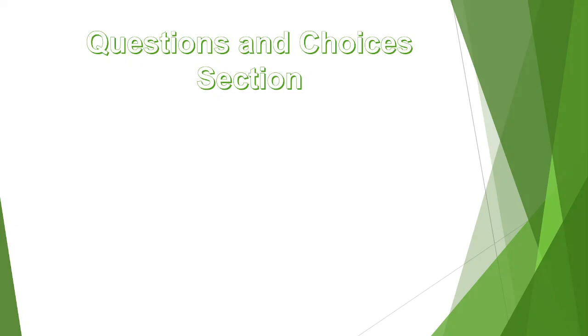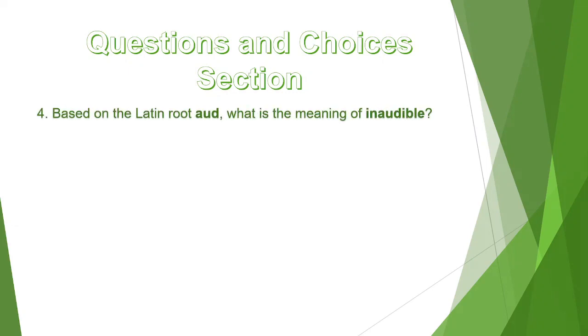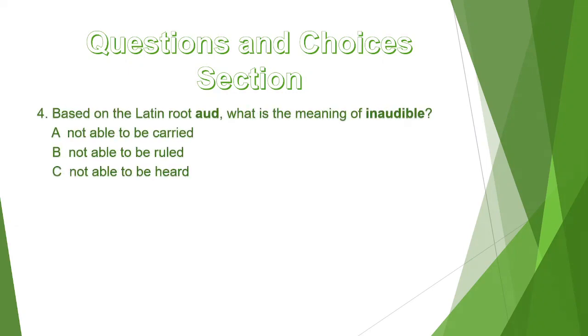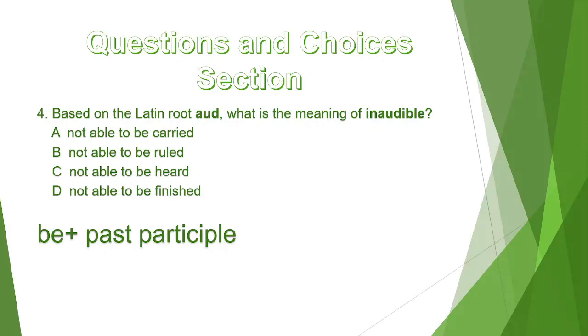And we need to look at the questions and choice sections for grammar too. In this example, out of the four choices, the pattern you can see is not able to, be, and a past participle. So the pattern is be and a past participle. So we call this the passive voice. In order to understand how to use the passive voice, please watch the video when to use passive voice.